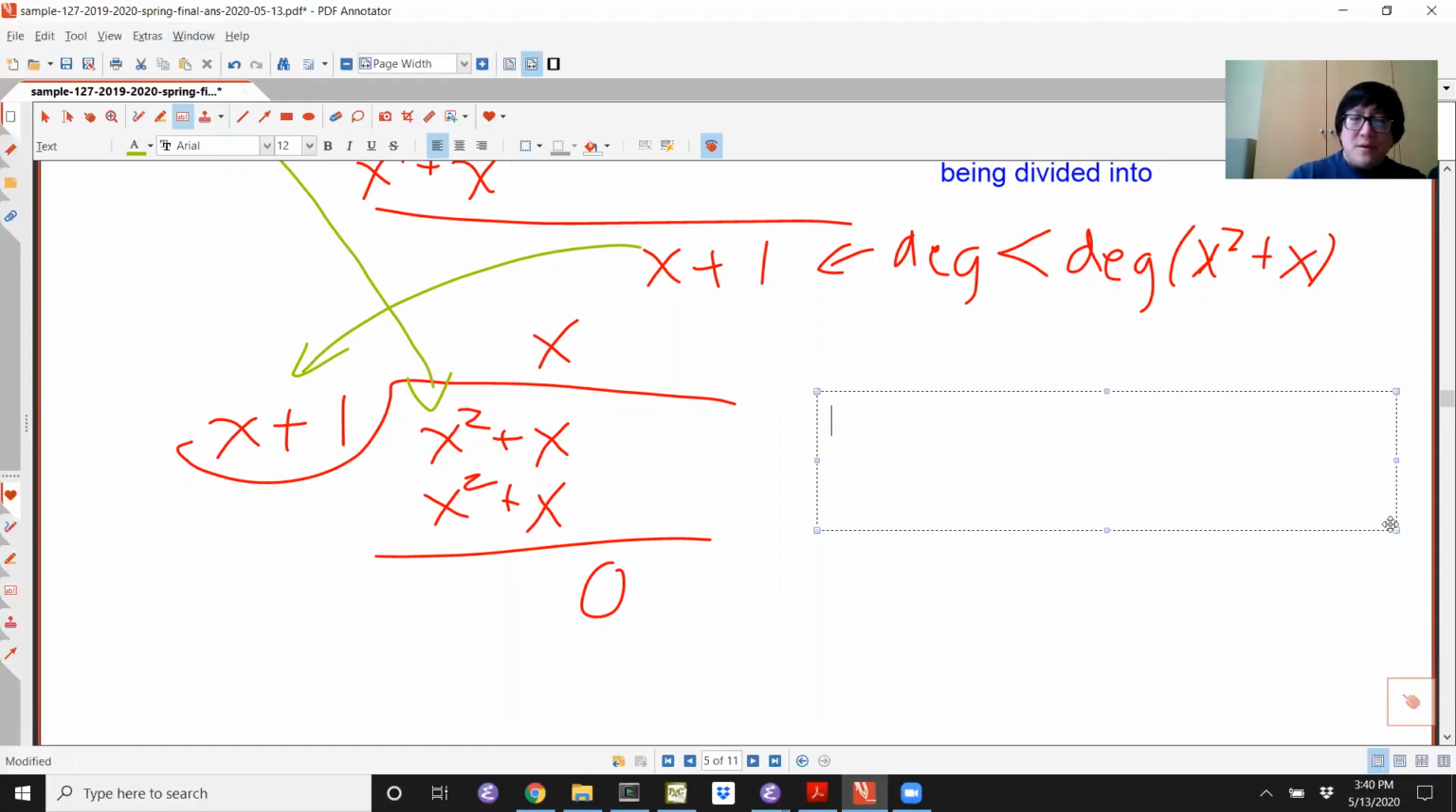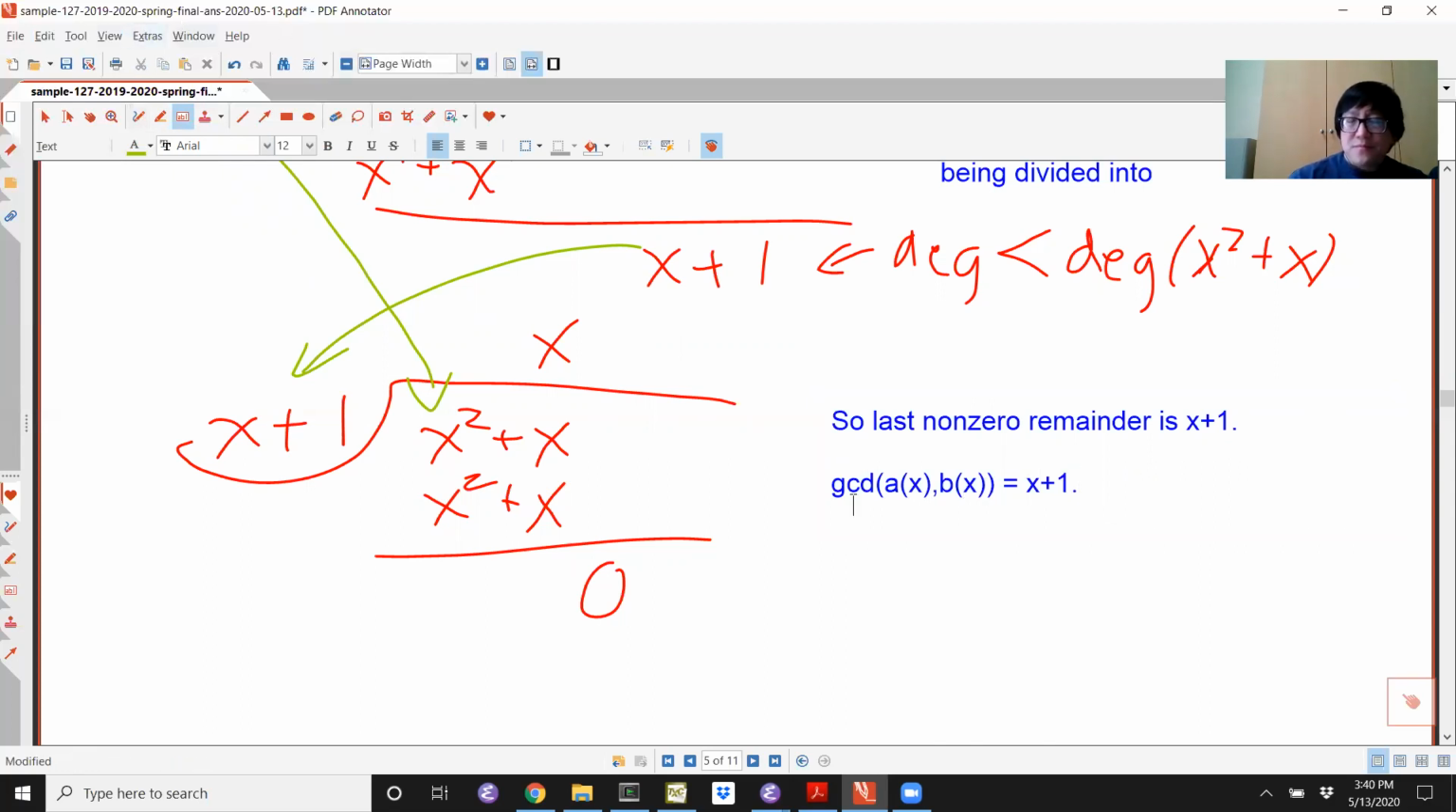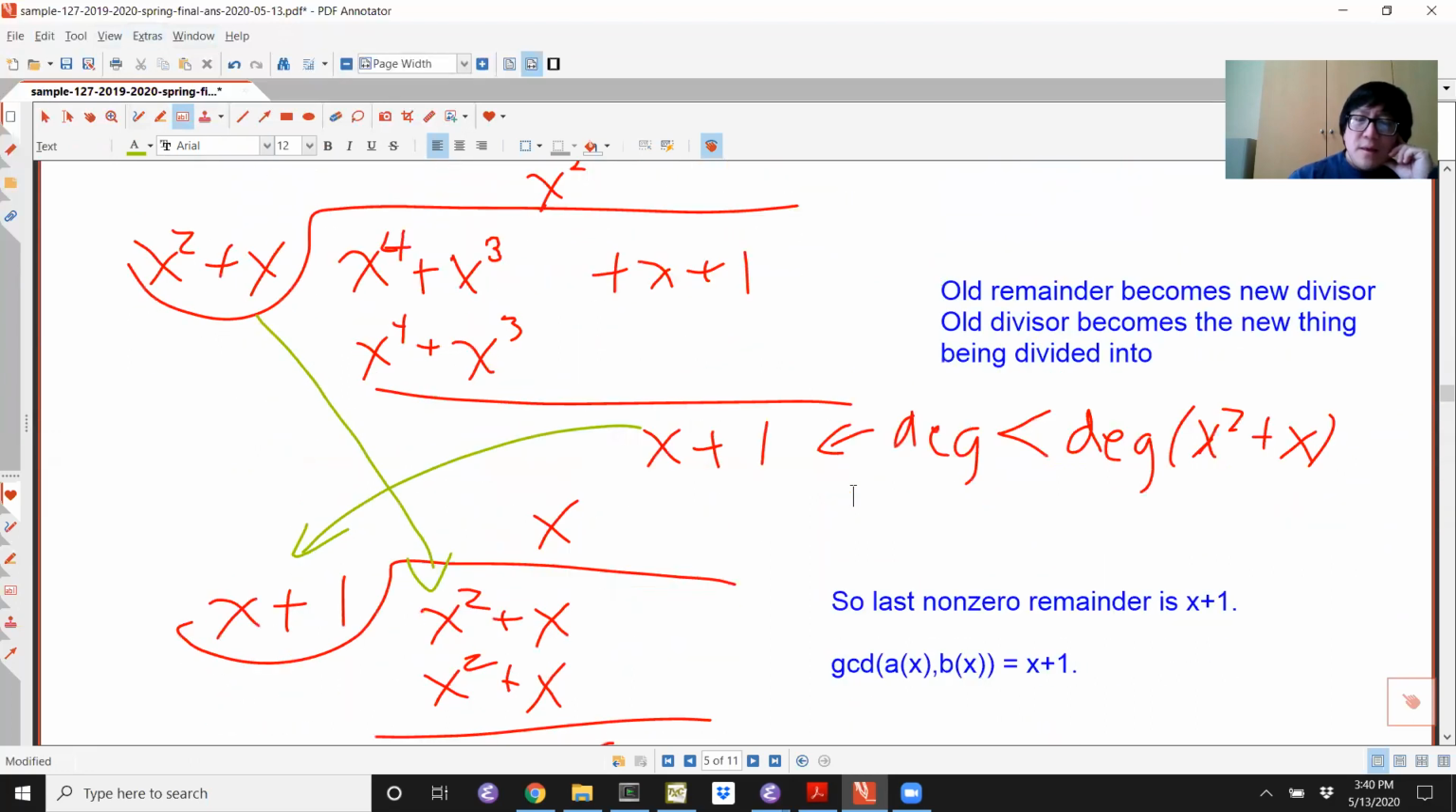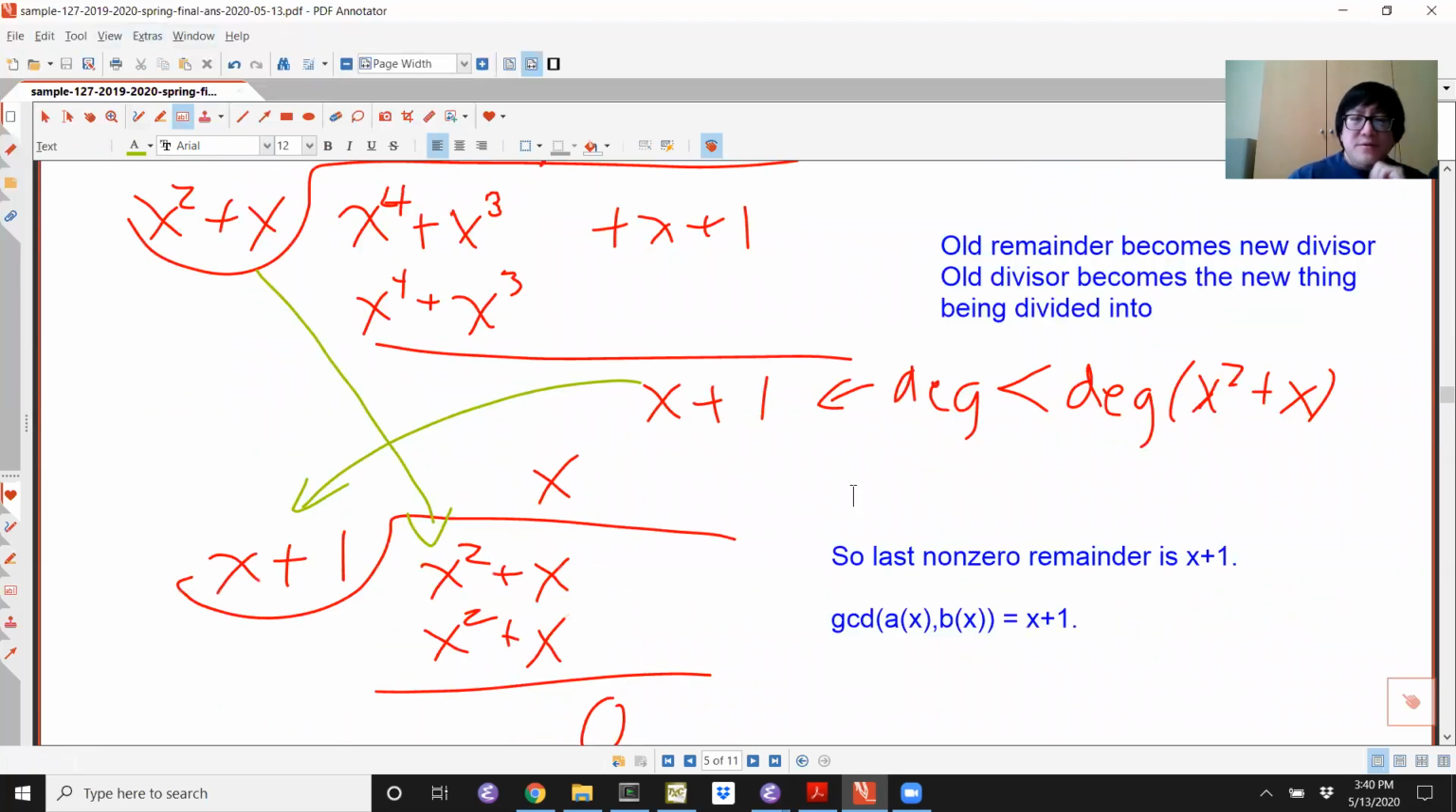So I keep forgetting to make this blue. So the last non-zero remainder is x plus 1, which means that the GCD of a of x and b of x is equal to x plus 1. Whew. All right, so that was number 7.